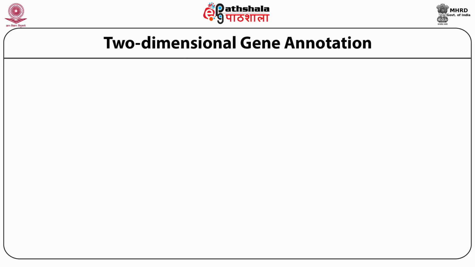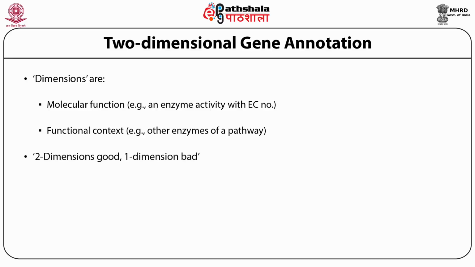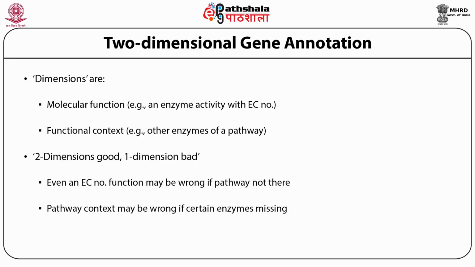We discuss the two-dimensional gene annotation. The first dimension is the molecular function, like enzyme activity or enzyme classification number, or in terms of functional context, for example the enzymes of a pathway. Two-dimensional is good, one-dimensional is bad, because even an EC number function may be wrong if the pathway is not there, or the pathway context may be wrong if certain enzymes are missing. So these are the correlations between the enzyme classification number and the pathways, and GenBank etc. annotations are the one dimension for molecular function.